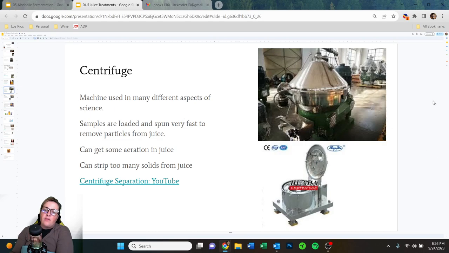But overall, if it's used properly, it could be very effective for getting clean samples and creating a clean product before fermentation. So this is a little bit what that looks like on the mass scale.